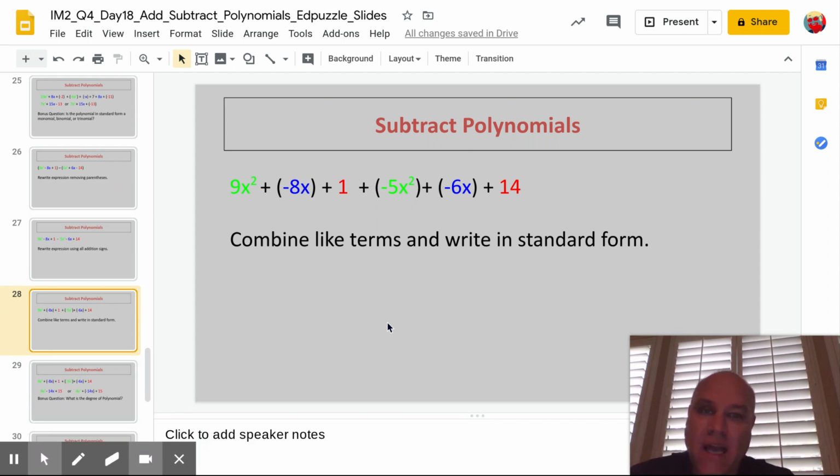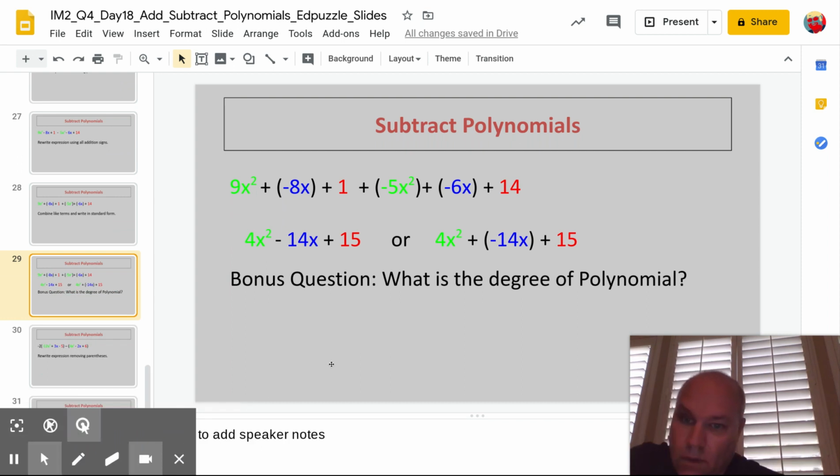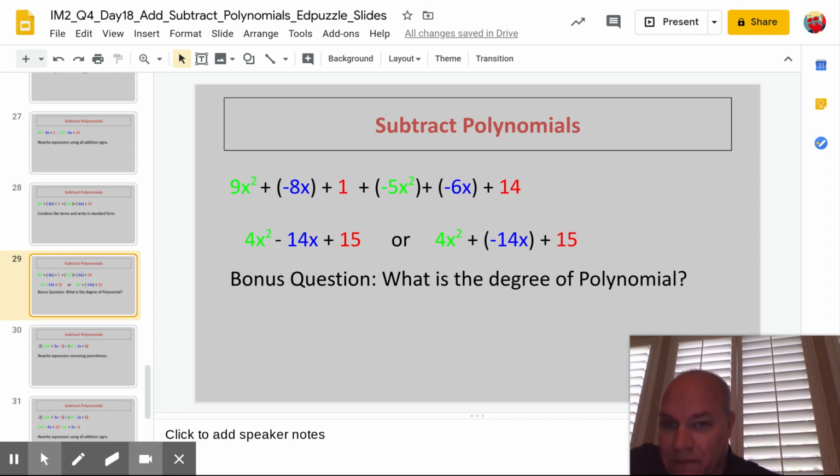Combine like terms now and rewrite it in standard form. Okay, as we combine like terms, 9x squared plus negative 5x squared gives us 4x squared. Negative 8x plus negative 6x gives us negative 14x, or we say minus 14x. And then 1 plus the 14 gives us 15, so we can say plus 15. It would be acceptable to say 4x squared plus negative 14x plus 15 as well.